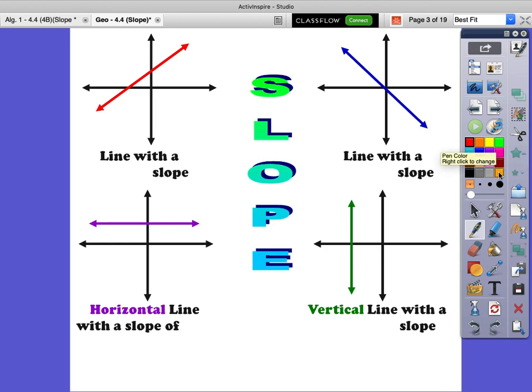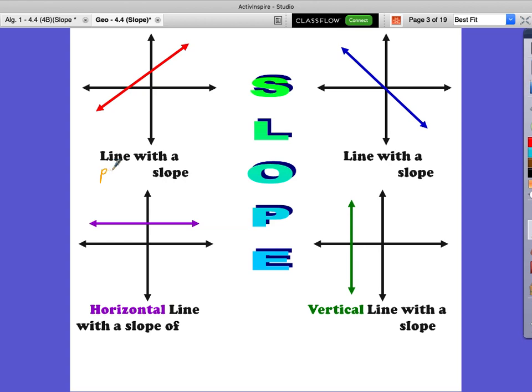We have 4 different kinds of slope. We have what kind of slope? Positive or negative? Positive. It looks like it's going uphill. The positive slopes look like they're going uphill if you go left to right, which is how we read here in the States, okay?